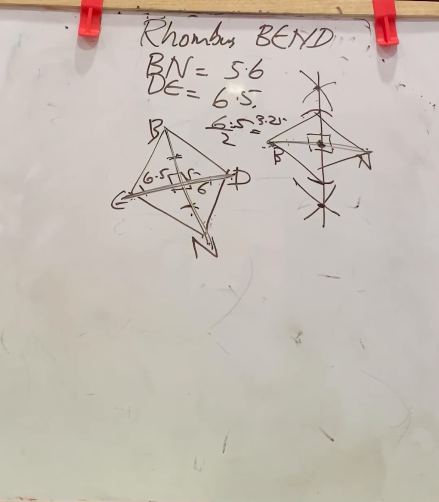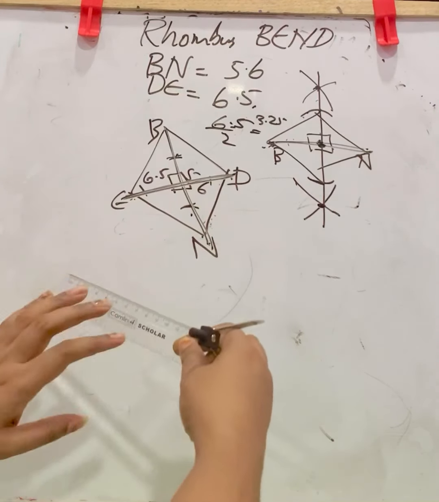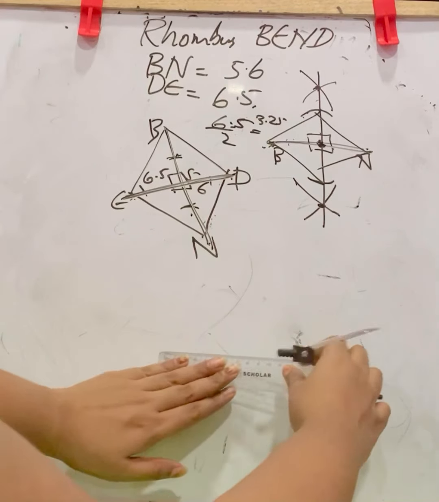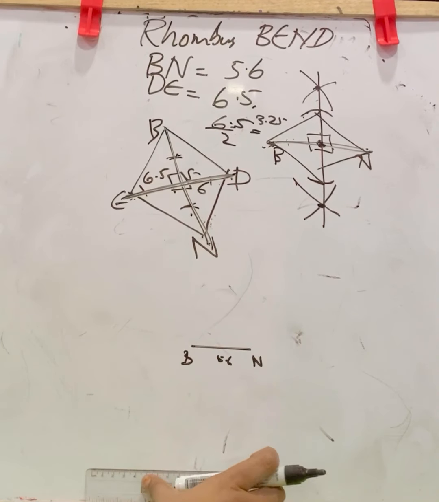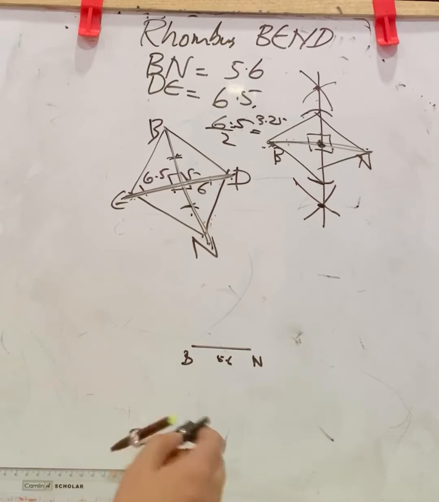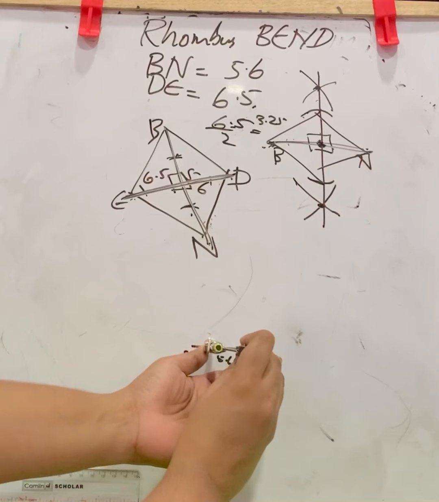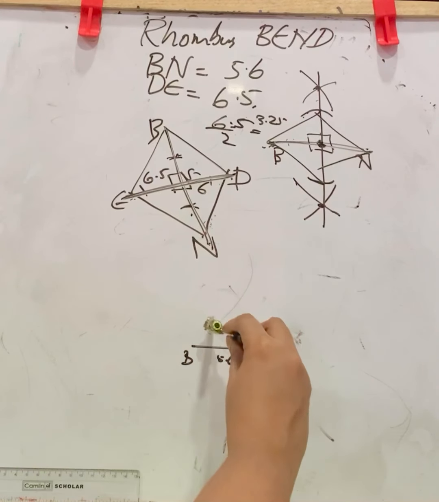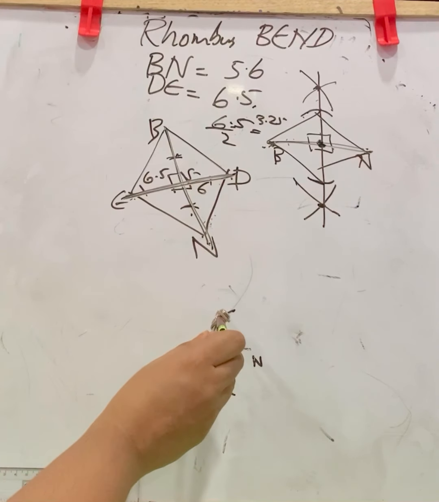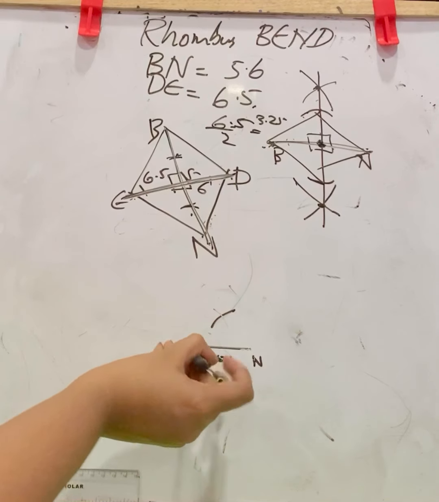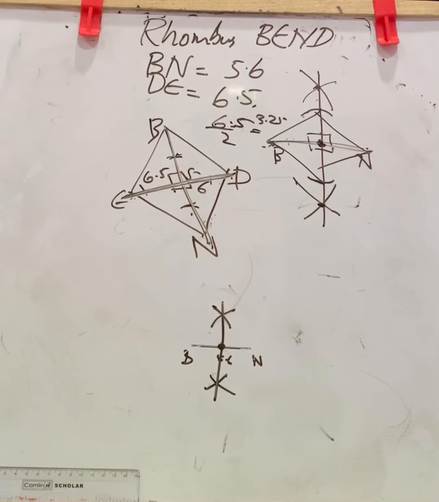So let us draw it. First we will draw the measurement BN. It is a diagonal. So BN is 5.6. This is the BN 5.6 measurement. After that we will find the midpoint of it. For that we will keep here on N, take more than half the measurement and draw arcs on the upper side and lower side. Next, keep it on B, then draw another arc on the upper side and lower side. Now join this, you will get the midpoint.